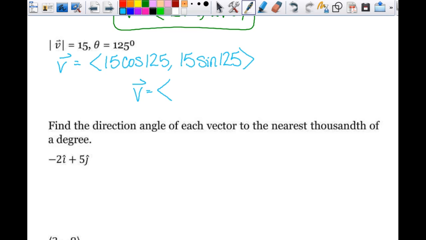Is 125 a special angle? No. So you don't know what that value is, so it doesn't have to be an exact form. This is one where you can just type it into your calculator, right?